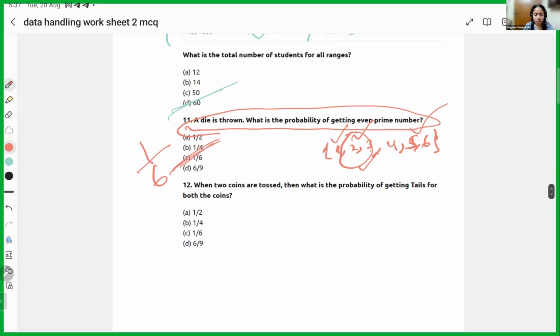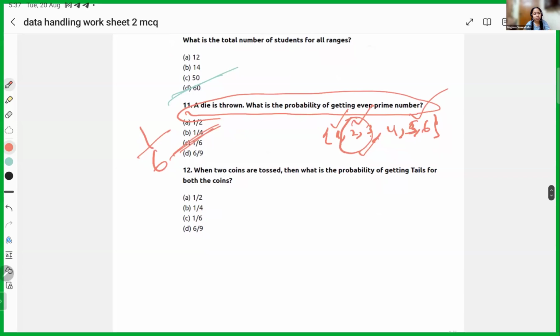Sir, that is also correct, but you said that 1 is a prime number, sir. But it is neither composite nor prime, right? Not a composite, not a prime.